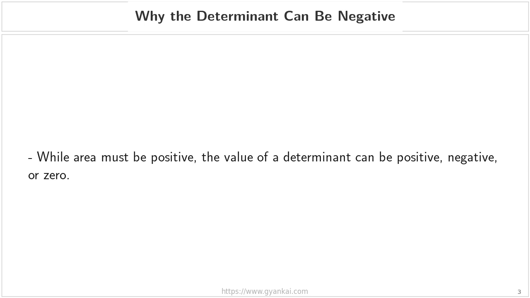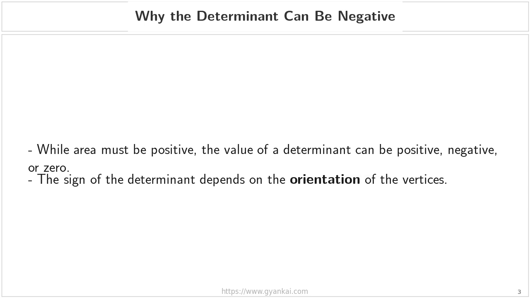Now, you might be wondering, if area is always a positive magnitude, as we just discussed, why does our determinant formula sometimes give us a negative number? Well, here is the key. While the area itself must be positive, the value of a determinant is more flexible. It can be positive, negative, or even 0. The reason for this sign change lies in something called the orientation of the vertices. Think of it as the direction in which you are walking around the perimeter of the triangle.